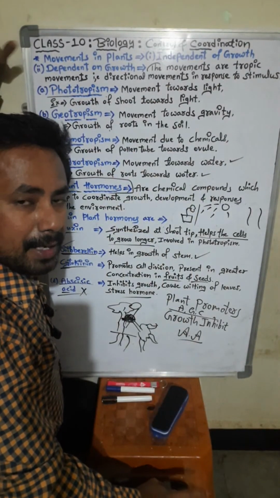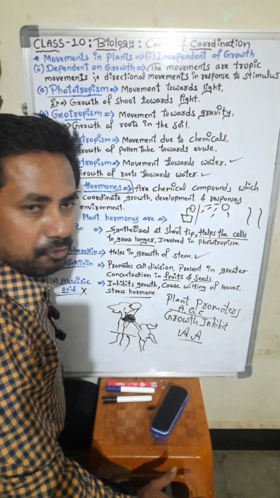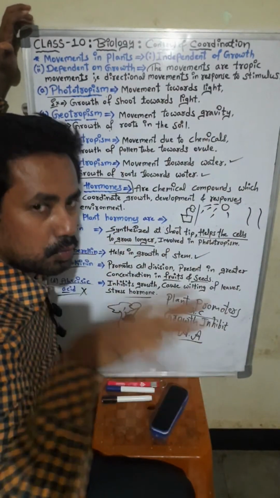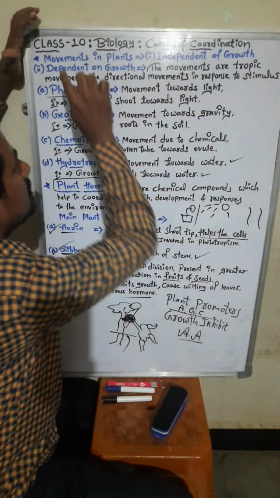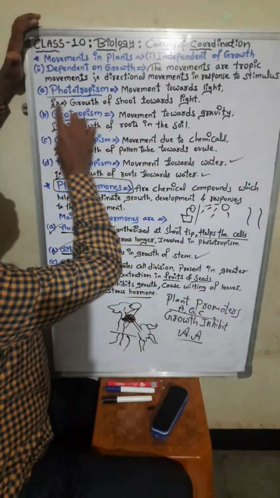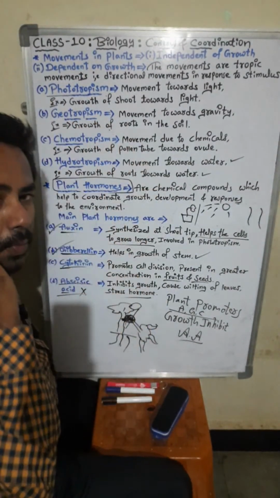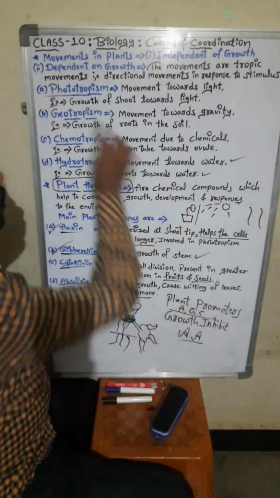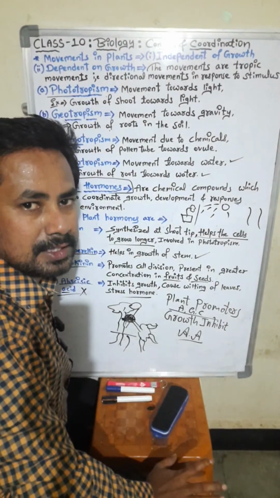Growth will be there, but movements will be there. Growth is there means definitely there will be movements. So which movements? Directional, in a particular direction: towards water, towards gravity, towards sunlight, towards chemicals. In particular directions these plants will grow, and their response to the stimulus changes. Okay, their response. For tropism: phototropism, geotropism, chemotropism, and hydrotropism. Photo, light. Movement of plant towards the light is called phototropism.